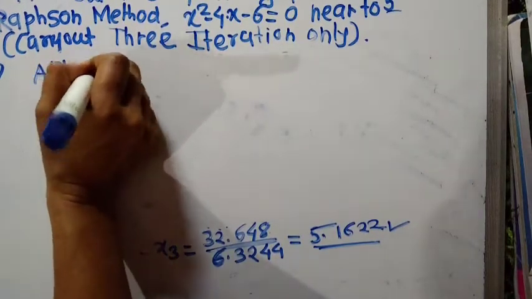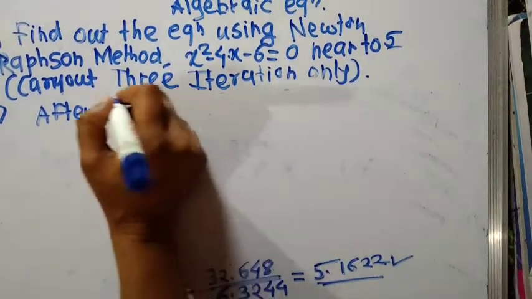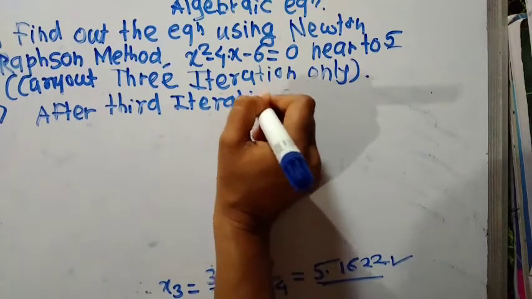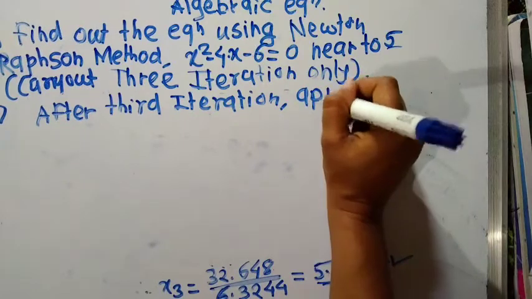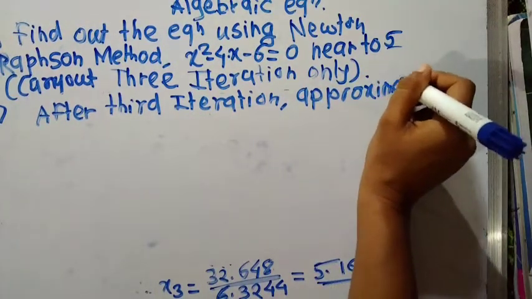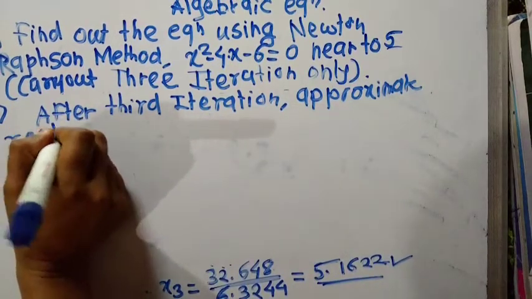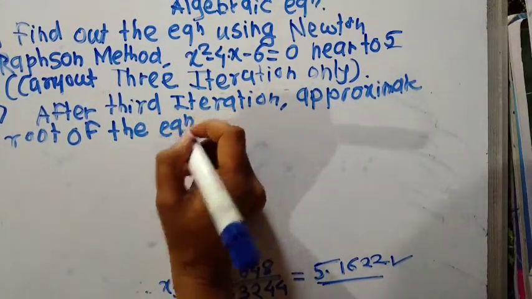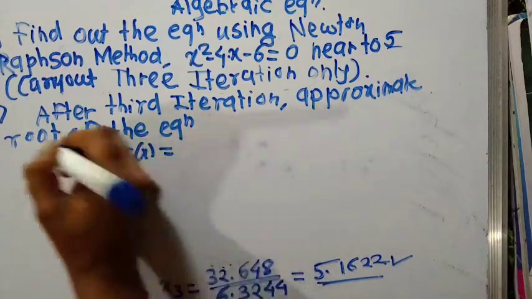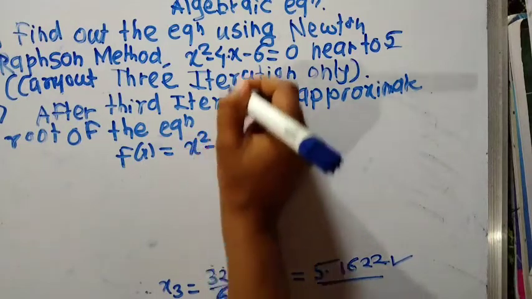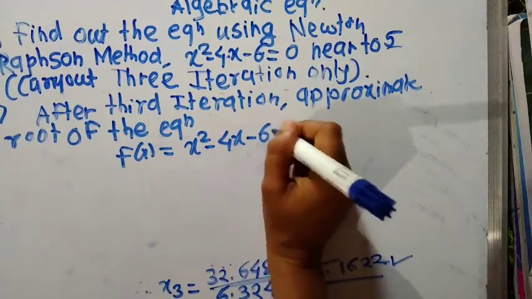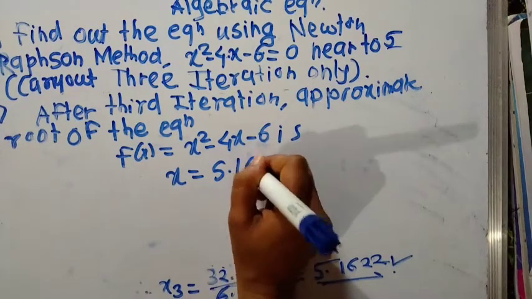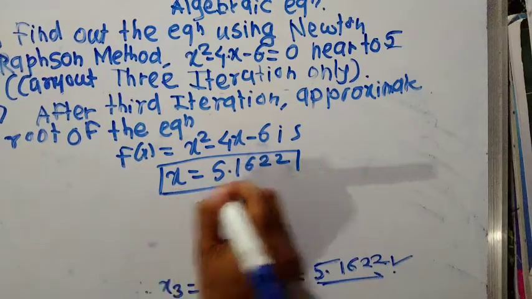Last of all, write down: after the third iteration, the approximate root of the equation f of x is equal to x square minus 4x minus 6 is x is equal to 5.1622, and this is the approximate root.